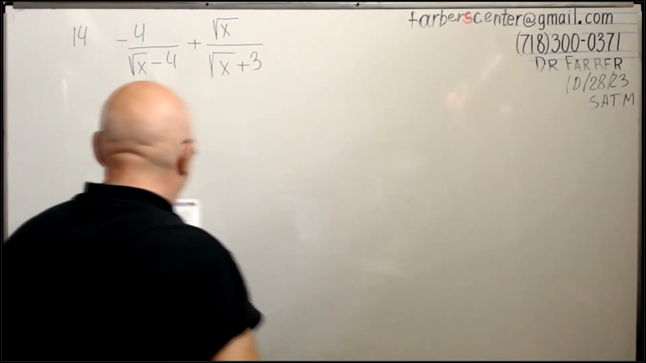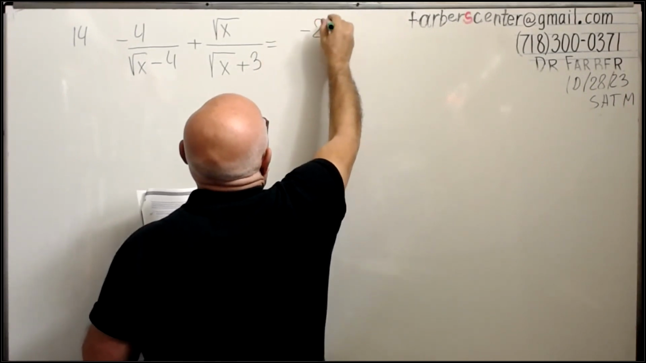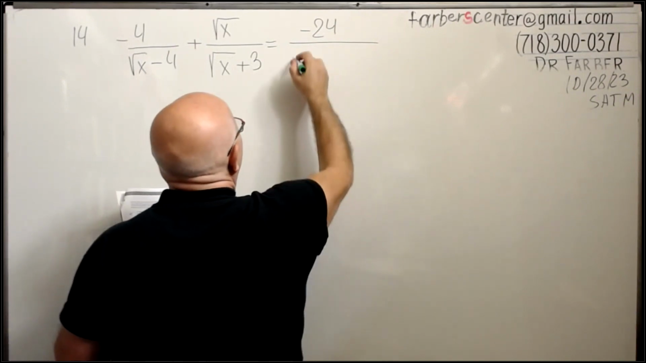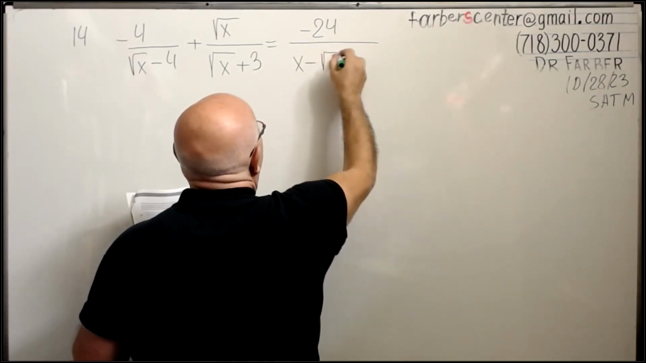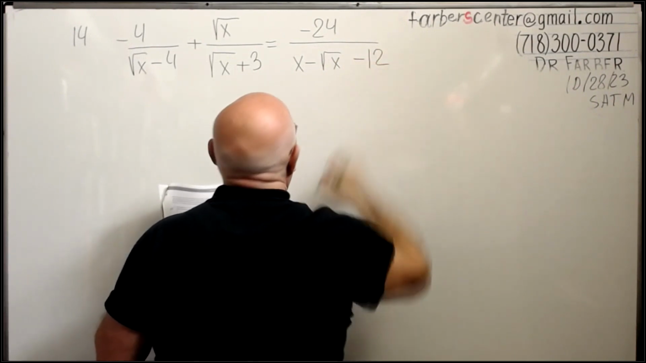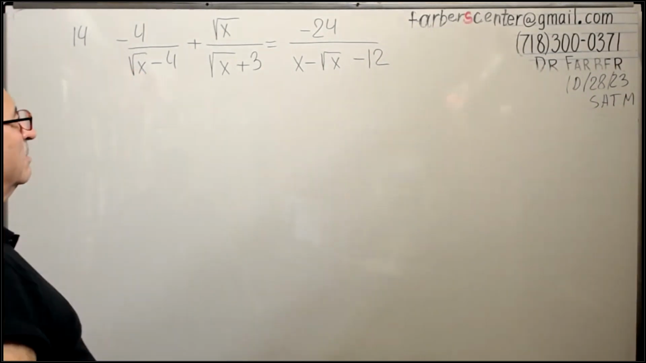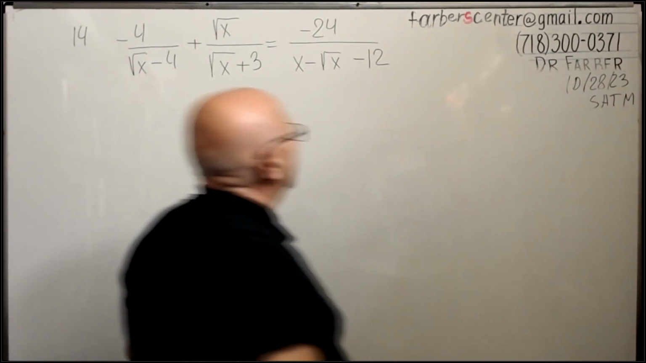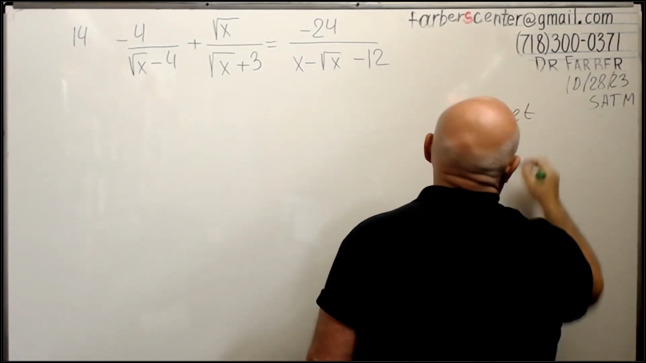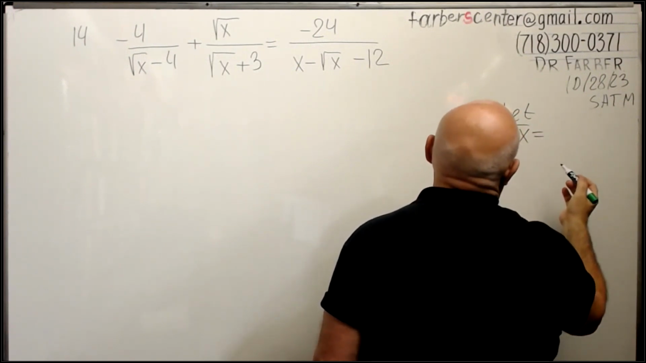Just be careful. Equals -24 divided by x minus square root of x minus 12. Well, we have this kind of equation. Make a substitution. Let's say let square root of x equal any variable. Let's say y.